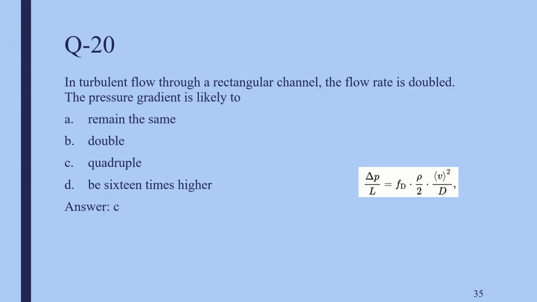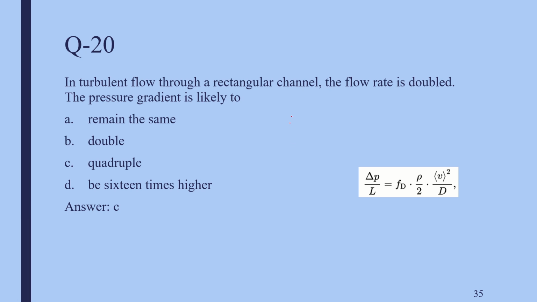And this is the last question for this day. In question 20, it is asked that in turbulent flow through a rectangular channel, the flow rate is doubled. Pressure gradient is likely to: option A, remain the same; option B, double; option C, quadruple; option D, 16 times higher. So what is asked? We have a flow through a rectangular channel and it is a turbulent flow. If we double the flow rate, what is the pressure gradient likely to do?